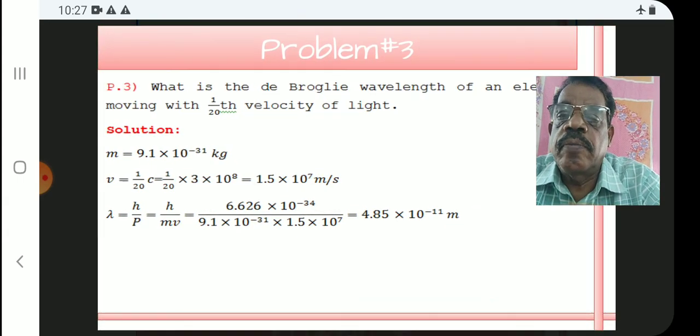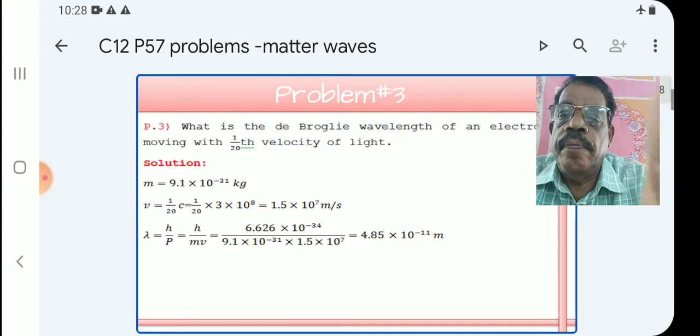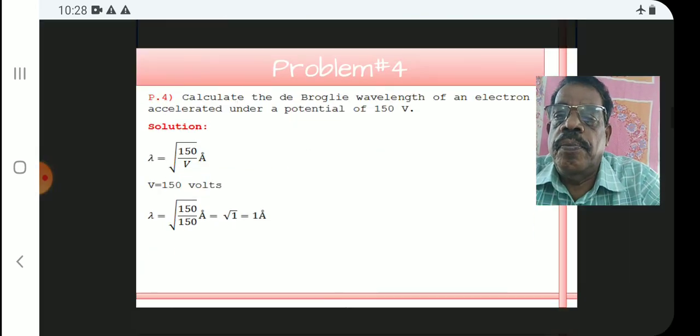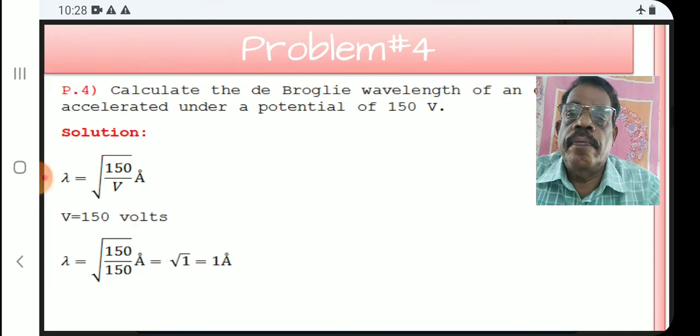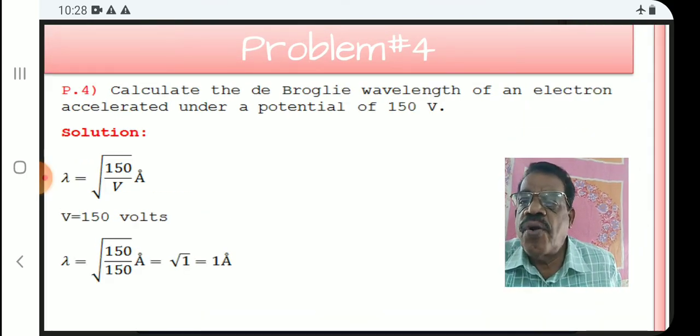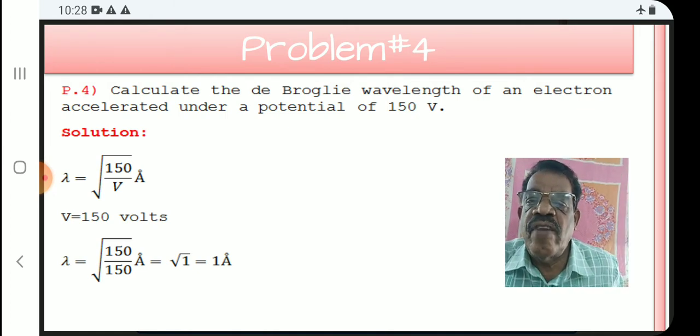Minus 11 meter. This is minus 11 meter. Next problem. Calculate the de Broglie wavelength of an electron accelerated under a potential of 150 volt.